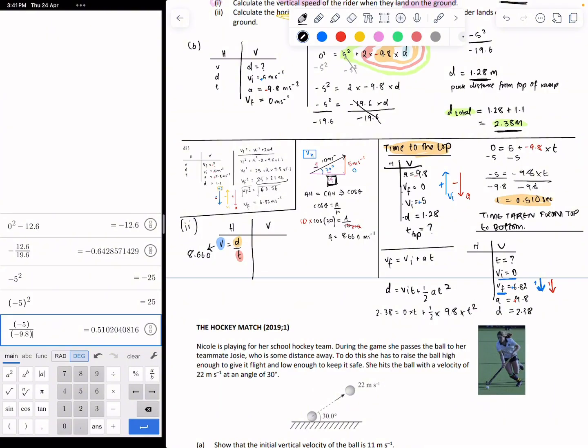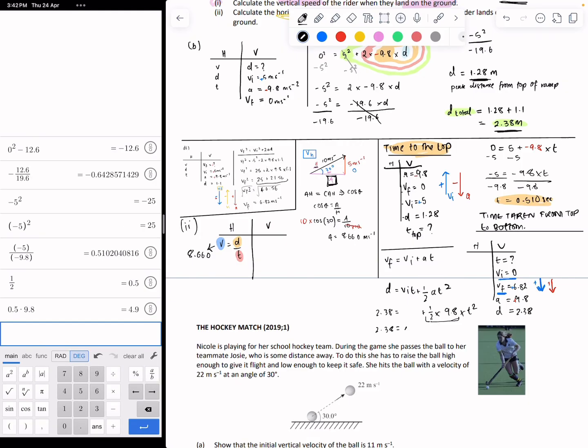So now what I have to do is simplify it. I know that 0 times t is just going to be 0, so I can take that out of the equation. Half times 9.8, I can smush them together, and what I'll get is 2.38 equals 4.9 times t squared. I'm running out of room here. To get rid of the 4.9, I divide this side by 4.9, which means I have to divide this side by 4.9.